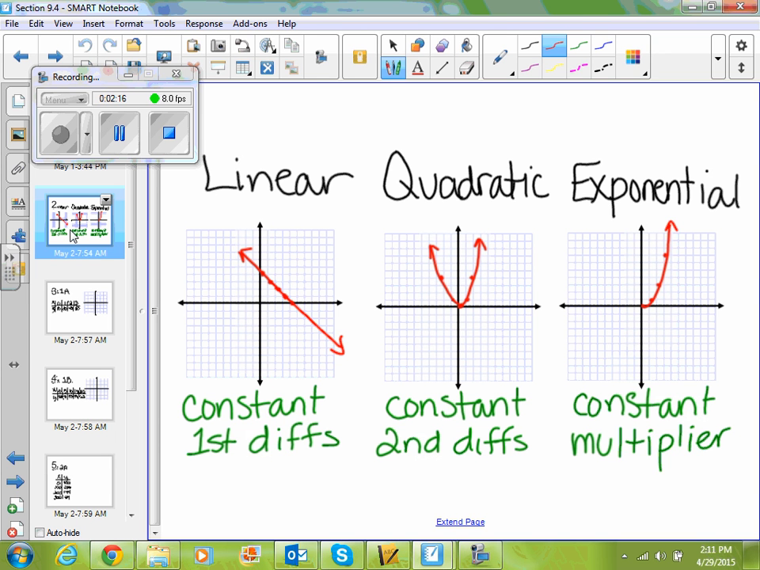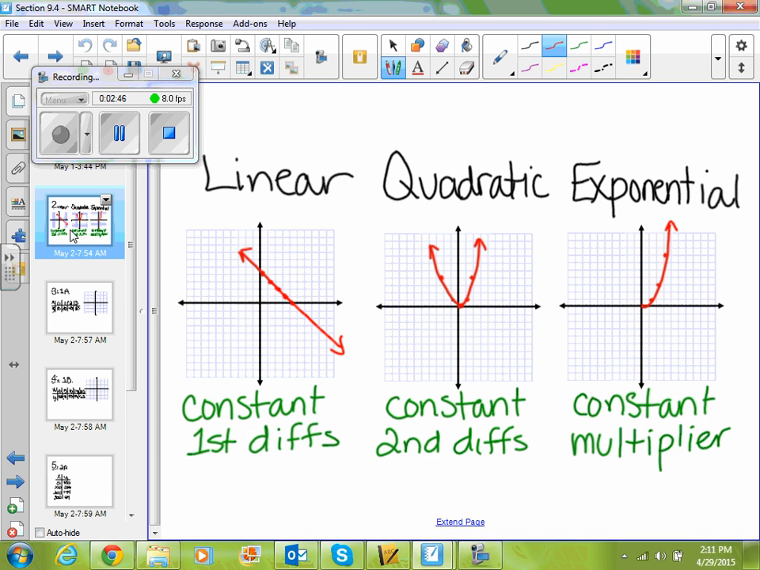Line. So your line should look like this, straight line, either going down or going up. And it is characterized by the constant first differences. Okay, so constant first differences. Quadratic function looks like a U, or if it's flipped upside down, then it looks like an upside down U. And it is characterized by constant second differences.